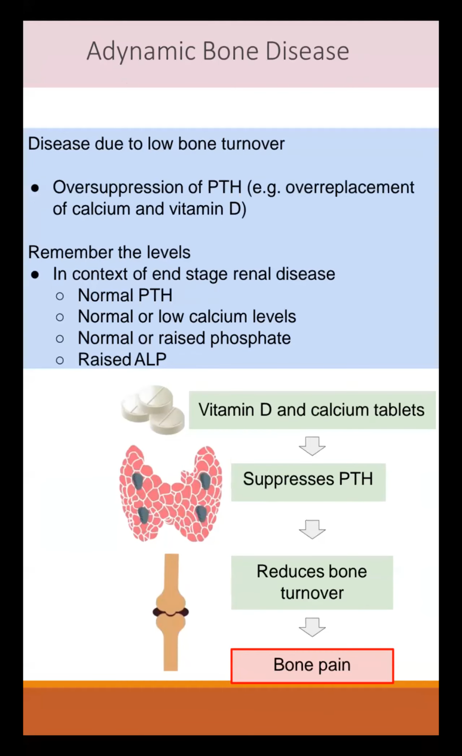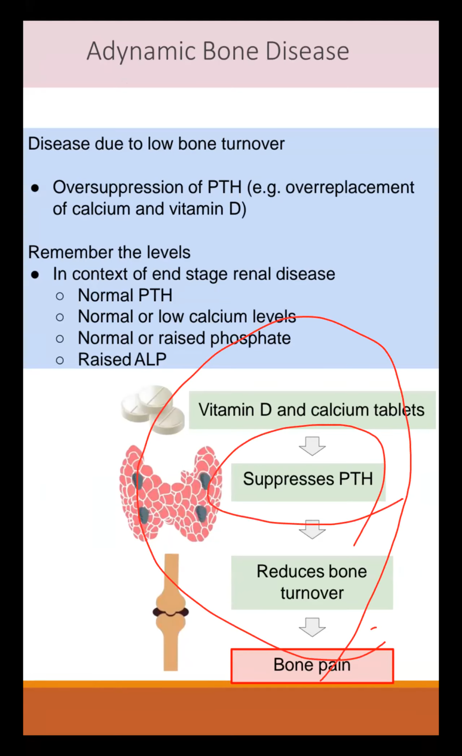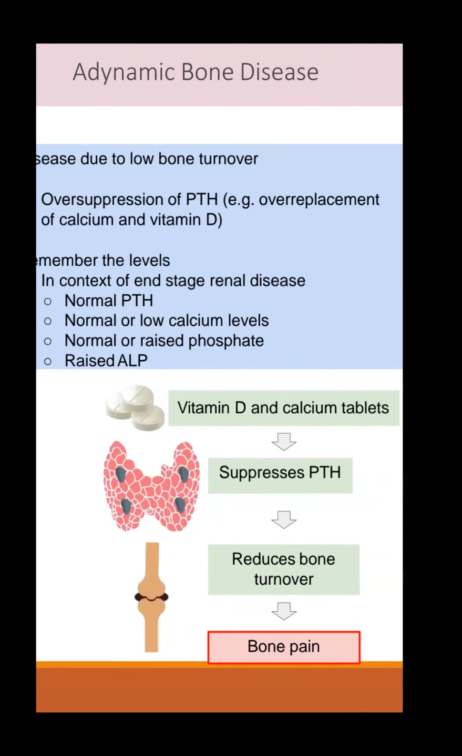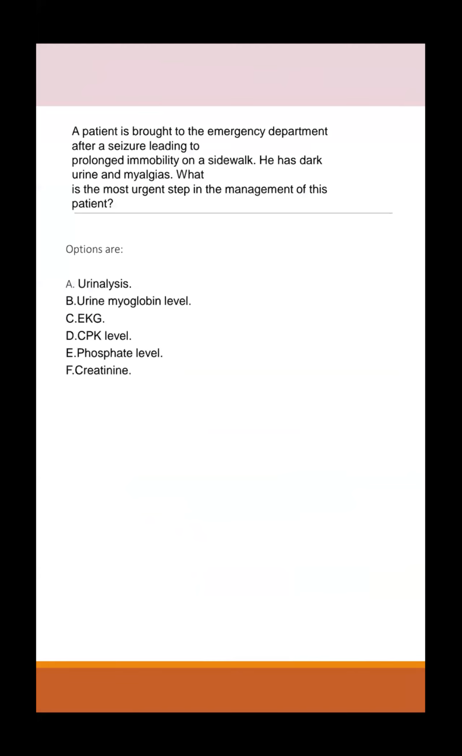Adynamic bone disease, shortly remember: we have to give vitamin D and calcium tablets to suppress the parathyroid hormone level and reduce bone turnover and bone pain, because the cause is over-suppression of parathyroid hormone. In contrast, in renal osteodystrophy, parathyroid hormone is normal, alkaline phosphatase is raised, and calcium is low, so it causes bone disease and back pain in CKD patients. This question will be discussed with me, doctor.